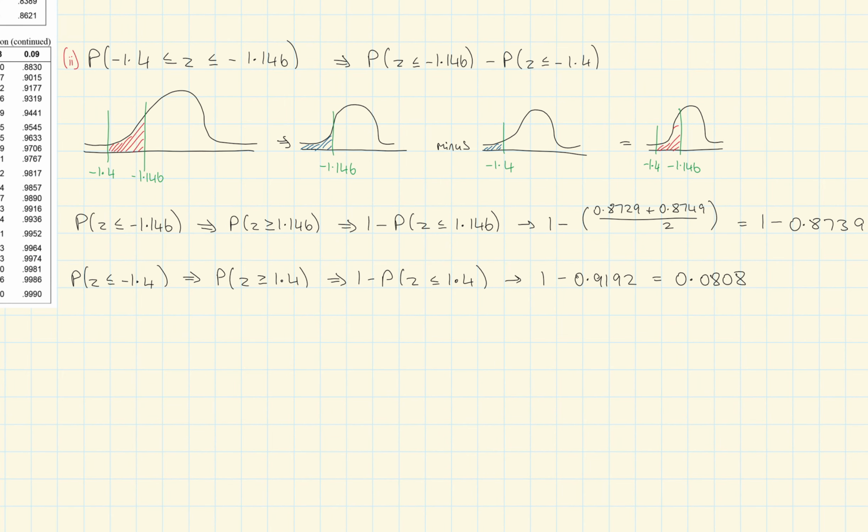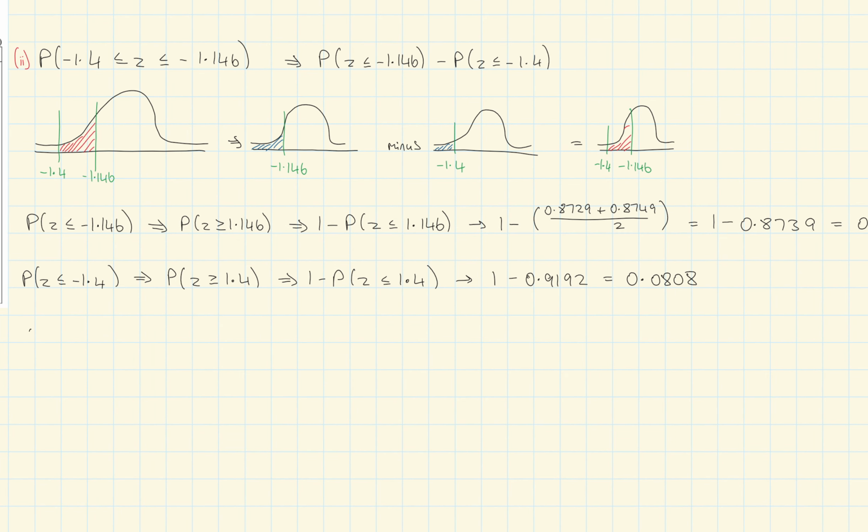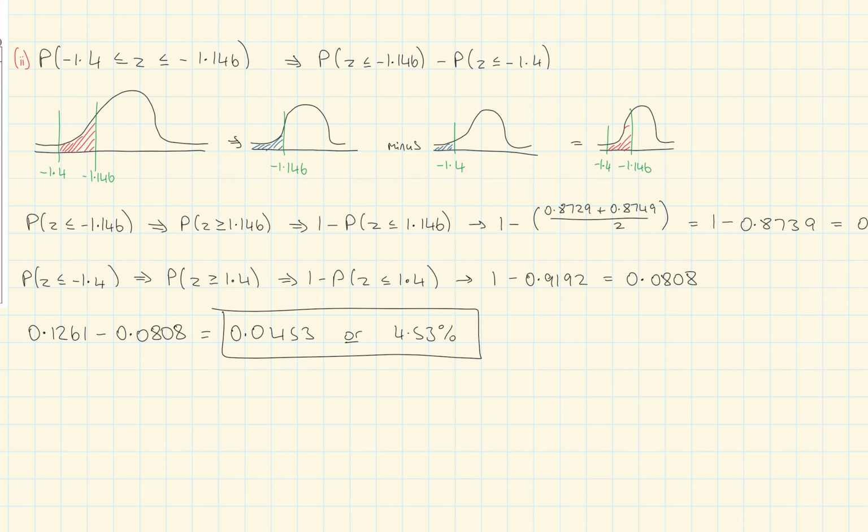It's the probability that Z is less than or equal to minus 1.146, which we have figured out to equal 0.1261. And we're going to subtract our second one, which is 0.0808, into our calculator, 0.1261 minus 0.0808, gives 0.0453 or 4.53%. Okay, that's part 2 answered.